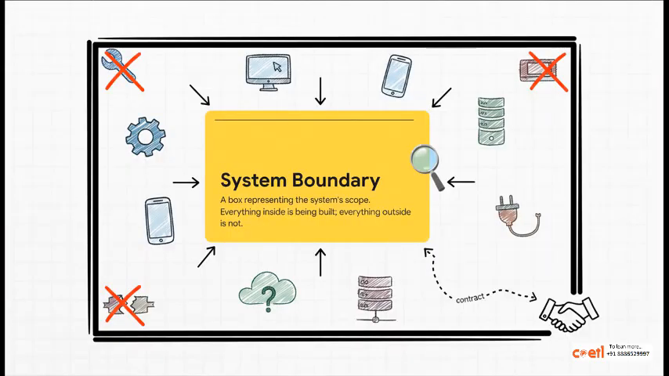First up is the system boundary. And look, it's really just a big box, but don't let its simplicity fool you. This is the most important box you're going to draw. It defines the scope of what you're building. If a feature is inside the box, the tech team is on the hook to build it. If it's outside the box, they're not. It's basically a contract you can see.